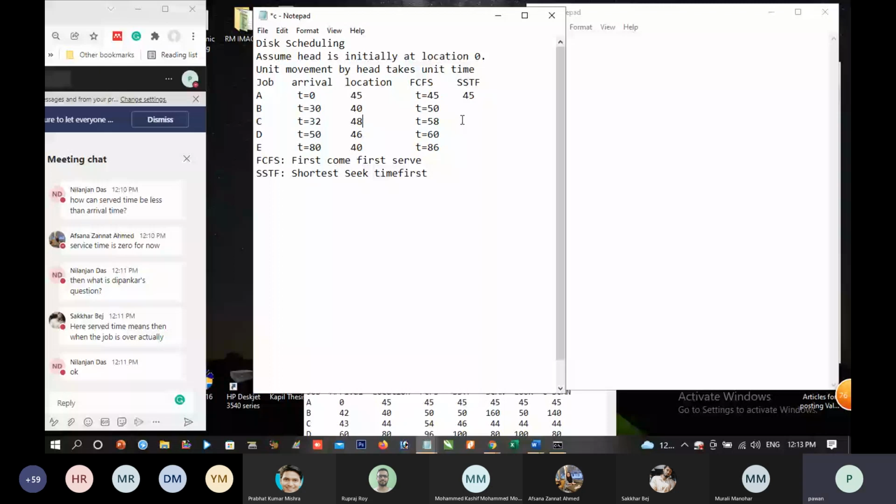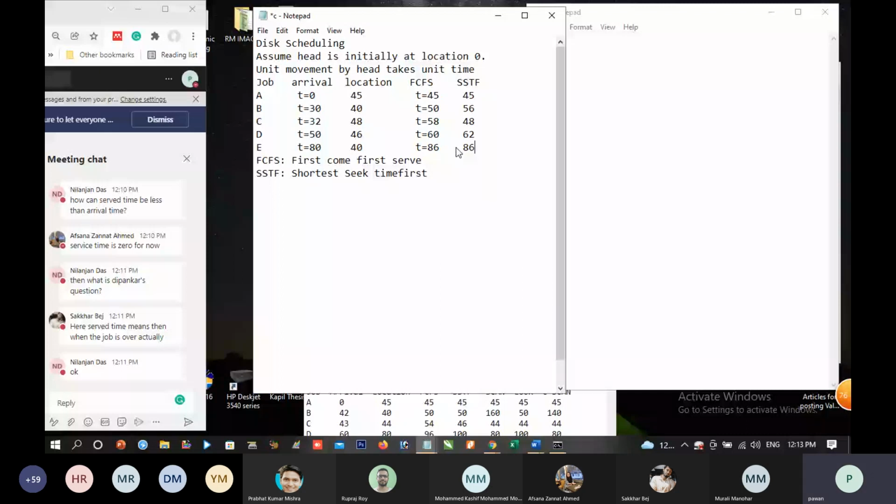At 48 only this is available, so we shall be serving this. We shall come back here and we shall be serving it by going back by 8 unit. So we shall be serving at 56. Till 56, one more job has come. So from 40 to 46, movement of 6 will take 62 time. And then it will be 86. Is this clear to you?